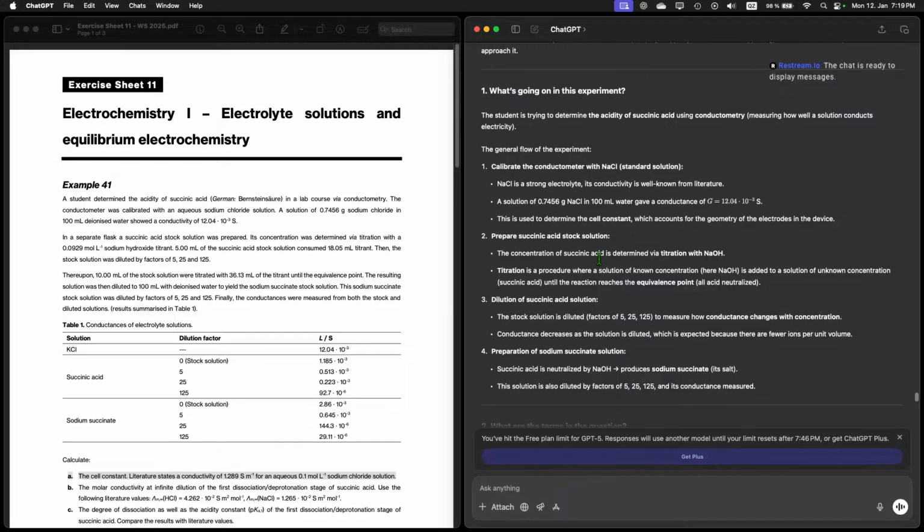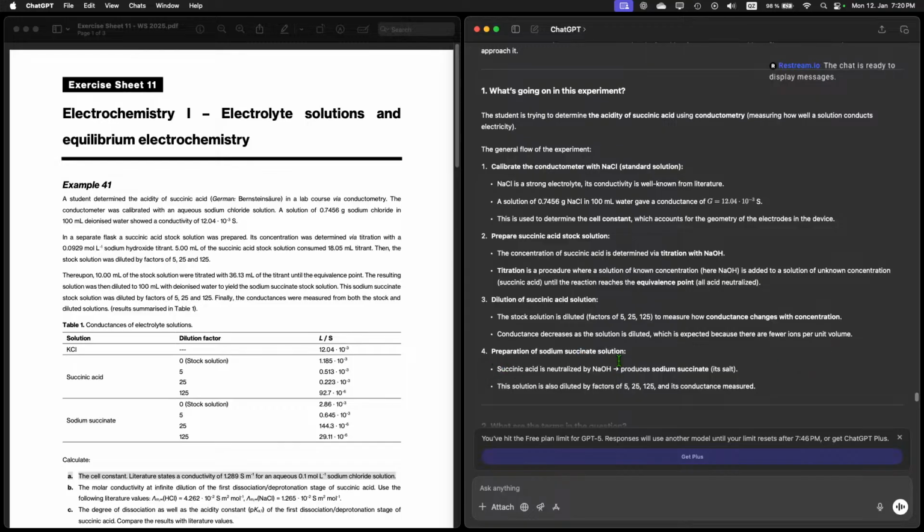Prepare succinic acid stock solution. The concentration of succinic acid is determined through titration with NaOH. Titration is a procedure where a solution of known concentration is added to a solution of unknown concentration until the reaction reaches the equivalence point. All acid is neutralized. Dilution of succinic acid solution: this stock solution is diluted by factors of 5, 25, 125 to measure how conductance changes with concentration. Conductance decreases as the solution is diluted, which is expected because there are fewer ions per unit volume.